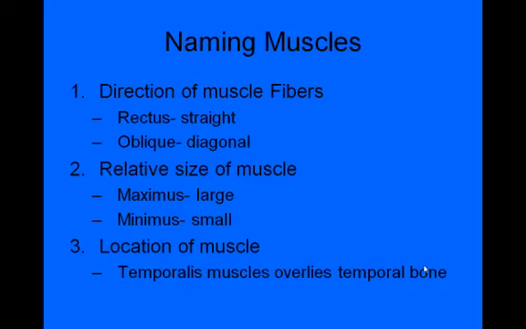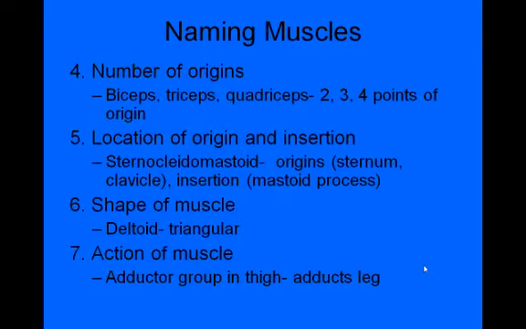Location of a muscle. Okay, well, the temporalis muscle lies on the temporal bone. You have several that work in this way. Number of origins. Biceps have 2 origins. Triceps have 3, and quadriceps have 4 points of origin. You can also name muscles by the location of the origin and insertion. For example, the sternocleidomastoid, which is the large neck muscle, originates at the sternum and clavicle and then inserts at the mastoid process behind your ear.